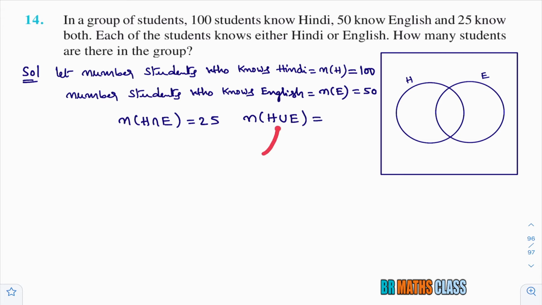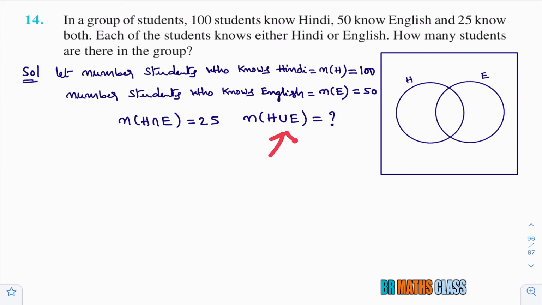The number of people who know Hindi or English. In a group, each of the students knows either Hindi or English. That means to calculate how many students there are in the group, if you calculate n of H union E, this is enough, because they are asking for the number of people who know Hindi or English.